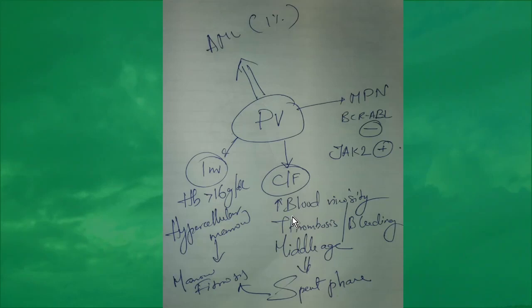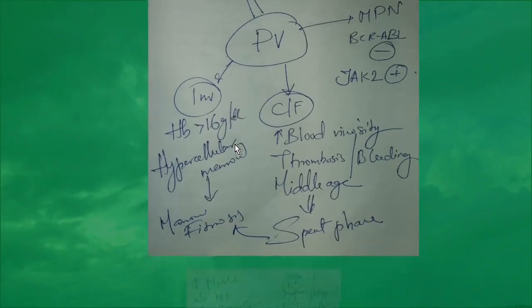and at a later stage, Polycythemia vera can enter a spent phase where cytopenia can occur, then marrow fibrosis can occur. Usually marrow will be hypercellular to increase production of cells, and at a later stage marrow fibrosis occurs. PV can go into acute myeloid leukemic phase.